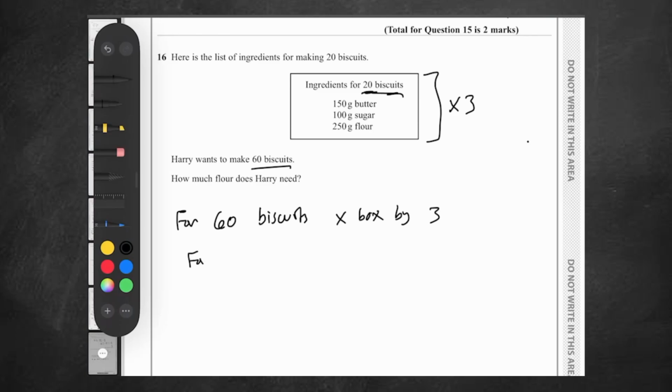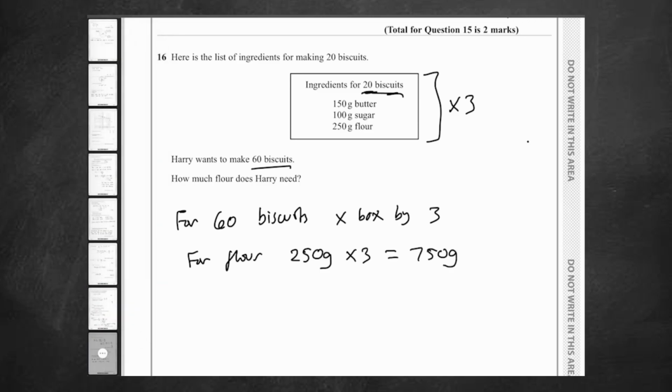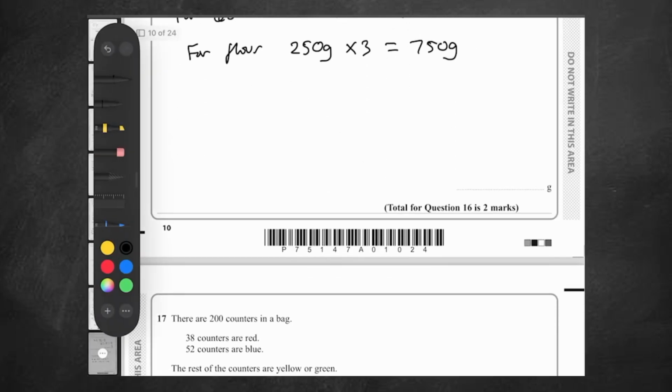So for flour, that will be 250 grams times 3, 750 grams. Right there in the box.